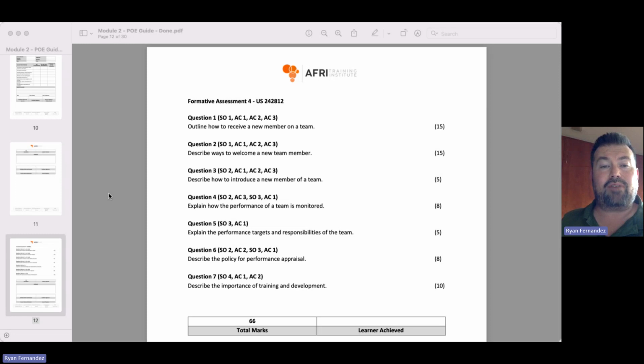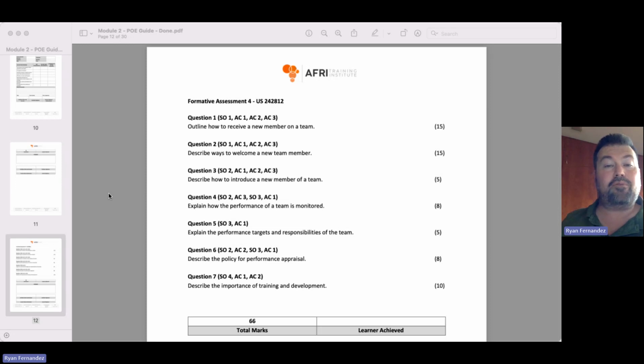Then question number 3, describe how to introduce a new member of a team. So how would you introduce a new member of a team? There are some ideas, steps 1 to 6 on pages 23 and 24. Page 23 and 24 has some steps, but put in some of the steps that you would also follow.